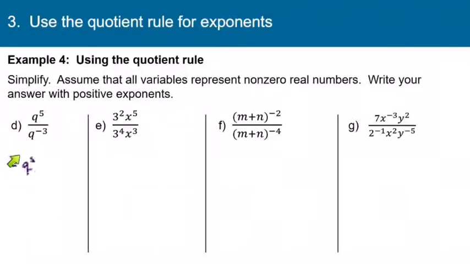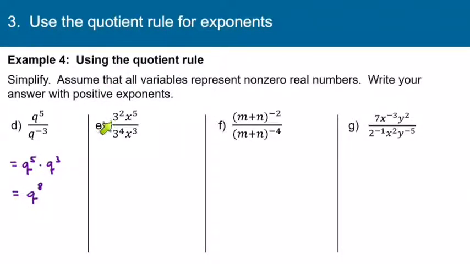So that's going to give us q to the 5th times q to the 3rd. And now you can see that all the q's are in the top, and we really don't need the quotient rule at all. We need the product rule. So q to the 5th times q to the 3rd is going to make q to the 8th.